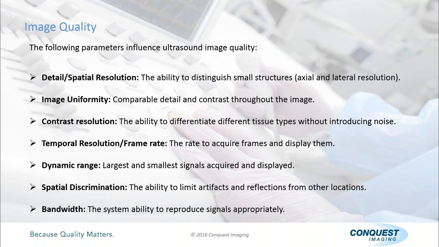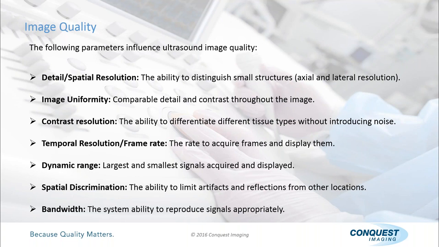Dynamic range, it's the ability to display the largest and smallest signals acquired and displayed. We're not talking largest and smallest objects now. We're talking about largest and smallest signals, which is basically the amplitude of the echo. And again, the amplitude of the echo will be defined shortly.